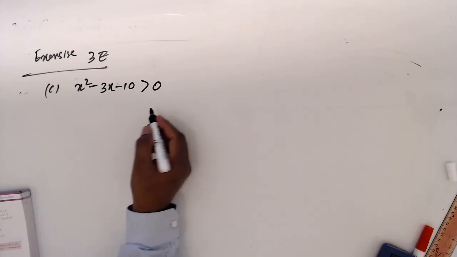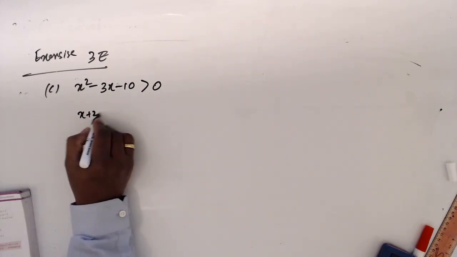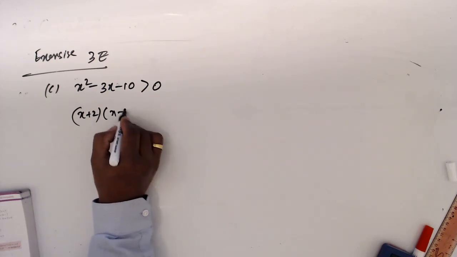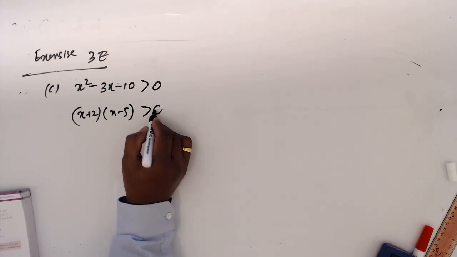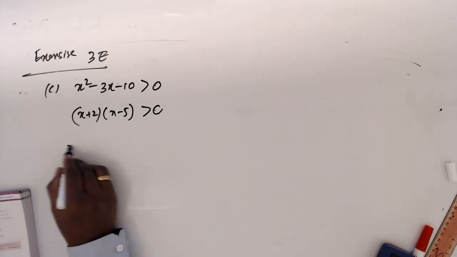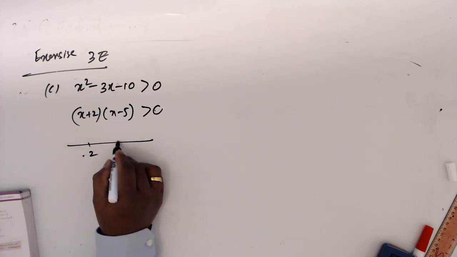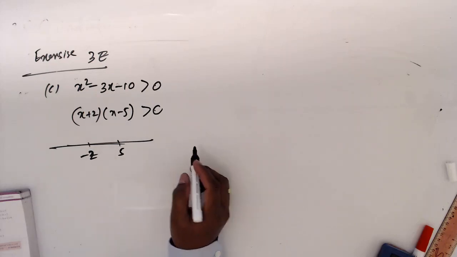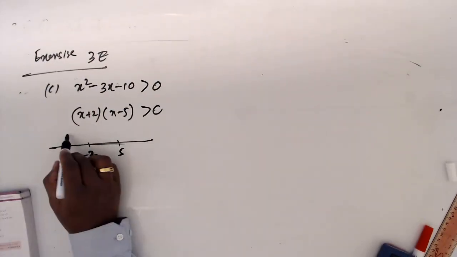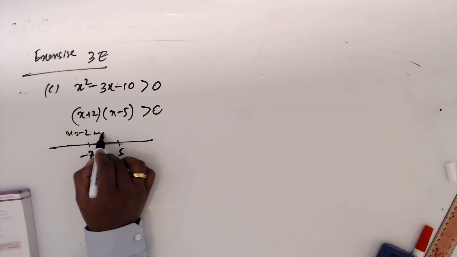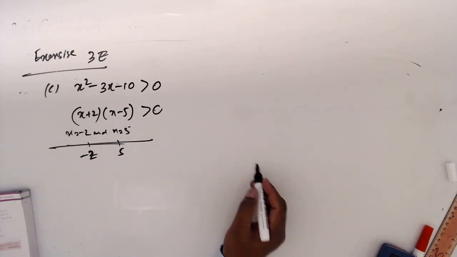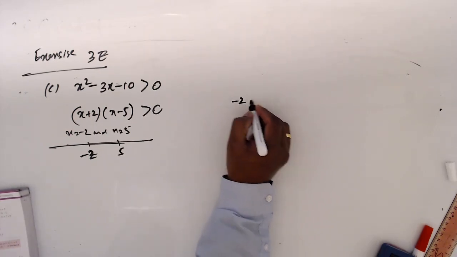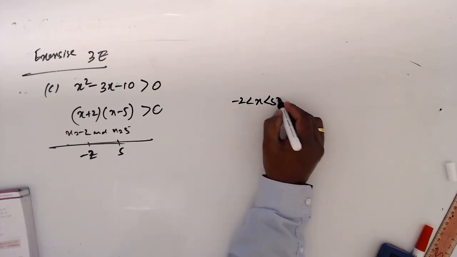Part C, you can bracket out this one. x plus 2, x minus 5 greater than 0. So minus 2 and 5 are the roots. x equal minus 2 and x equal 5 are the roots. So then minus 2 greater than x greater than 5.